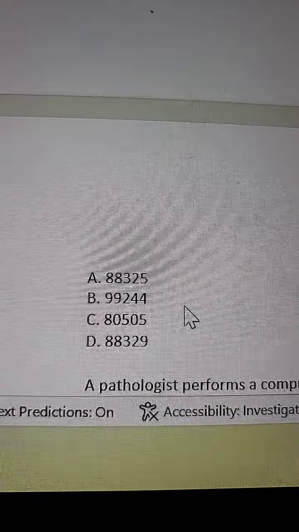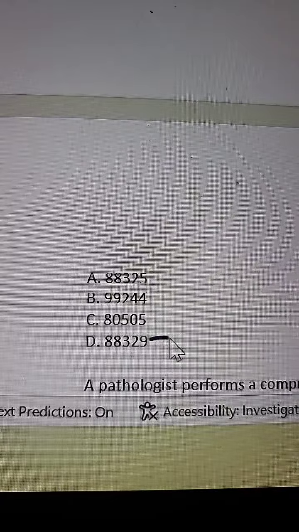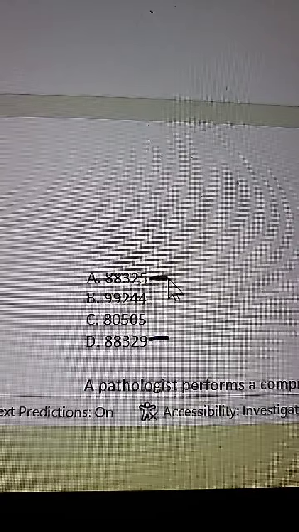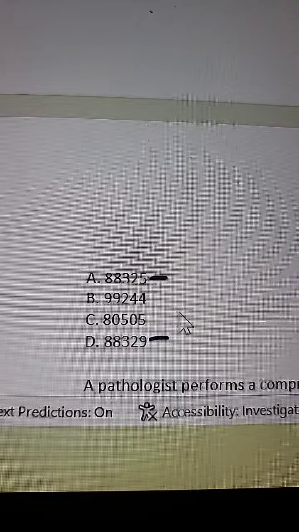So what are the differences between these? This one's like microscope or something, and this one's records, right? Thank you, Twinkle.